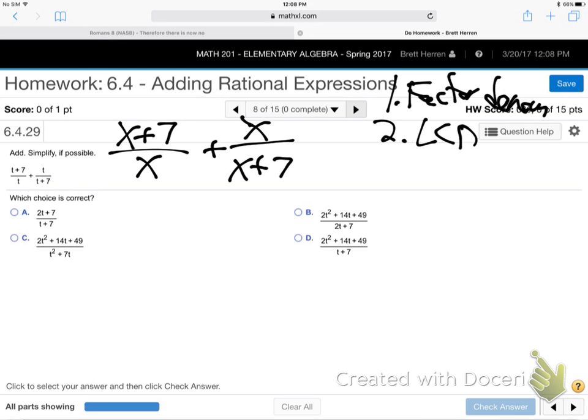Step 2, LCD. Okay, one big bar. When you go to LCD, you go to one big bar because they're common. Once they're common, you don't need two of them. So find the common denominator. We have a solo x and an x plus 7 package. Those are our two denominators.